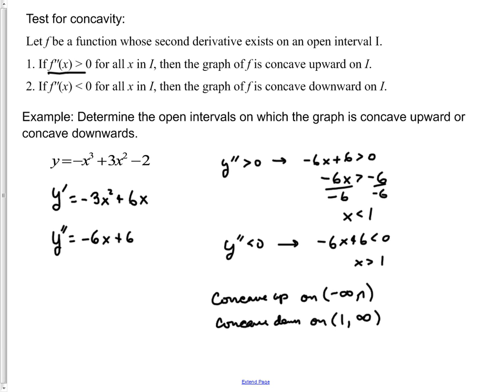Let me just correct that here, because that looks awful. To 1 here. Okay, so we know where our shape is concave up and concave down, and we don't even really need the graph to get that information. More to come.